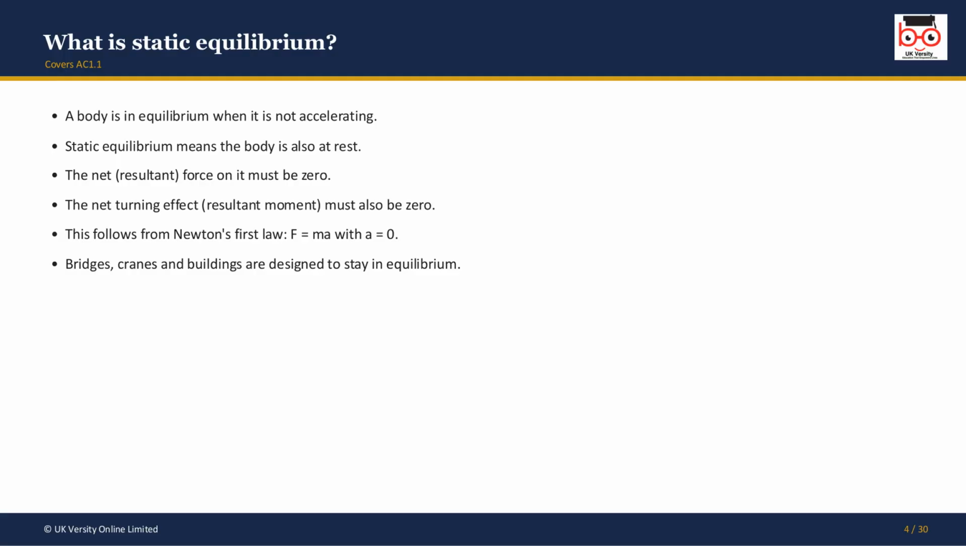So what do we actually mean by static equilibrium? A body is in equilibrium when it isn't accelerating, and if it's static, it's also completely at rest. For that to happen, two things must be true. The net force on it has to be 0, and the net turning effect has to be 0 as well. It all comes straight from Newton's first law. If the acceleration is 0, then the resultant force must be 0 too. It's exactly this principle that lets engineers design bridges, cranes, and buildings that stay put under load.